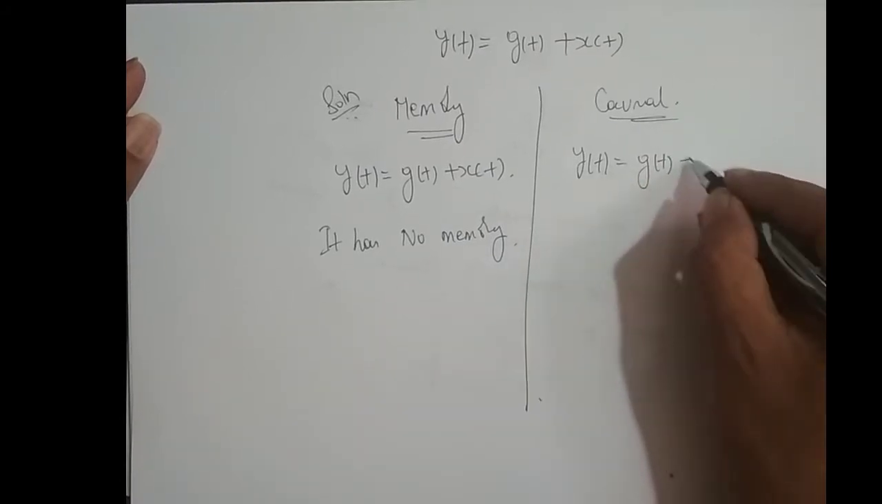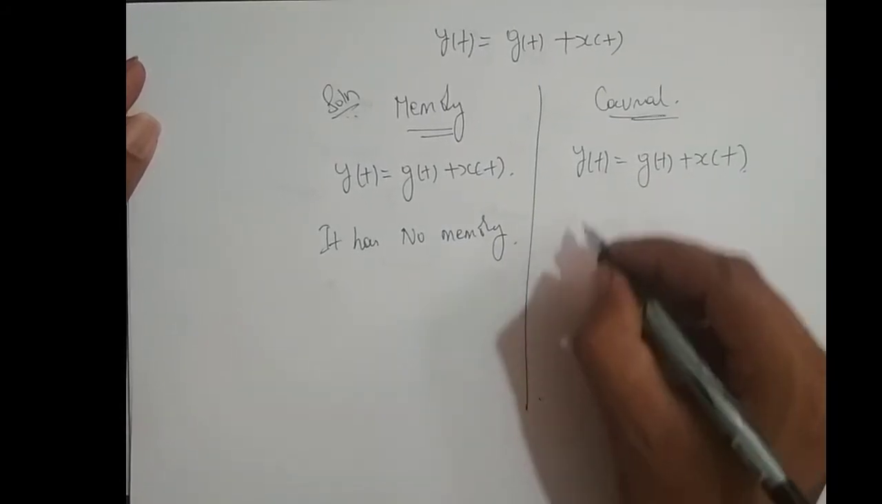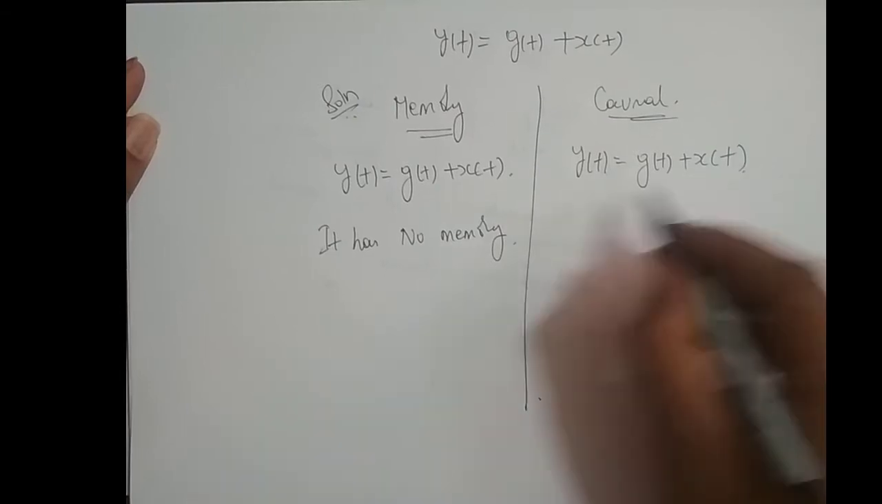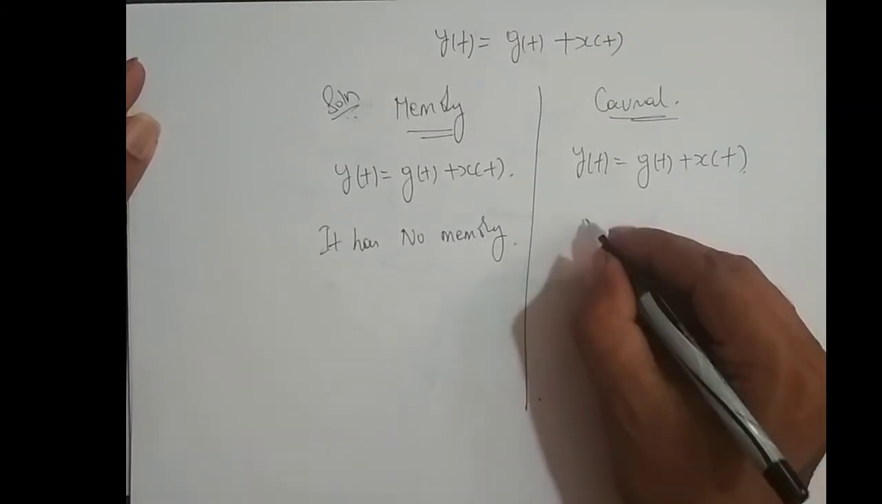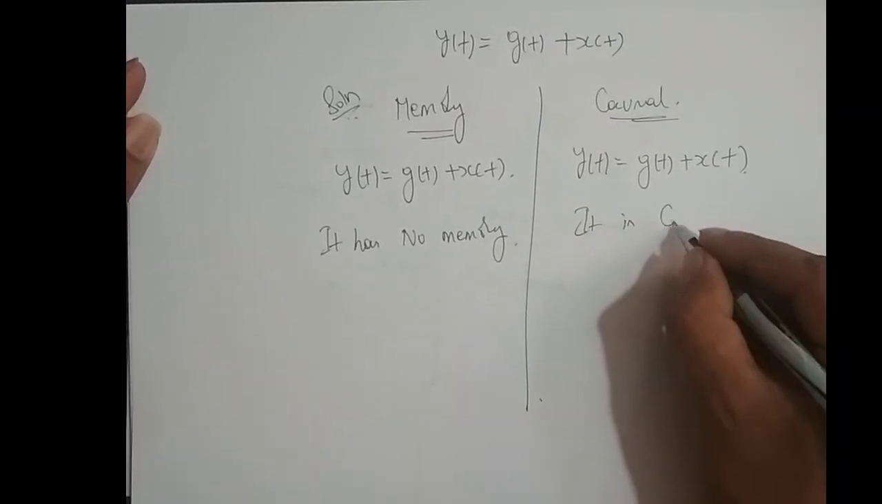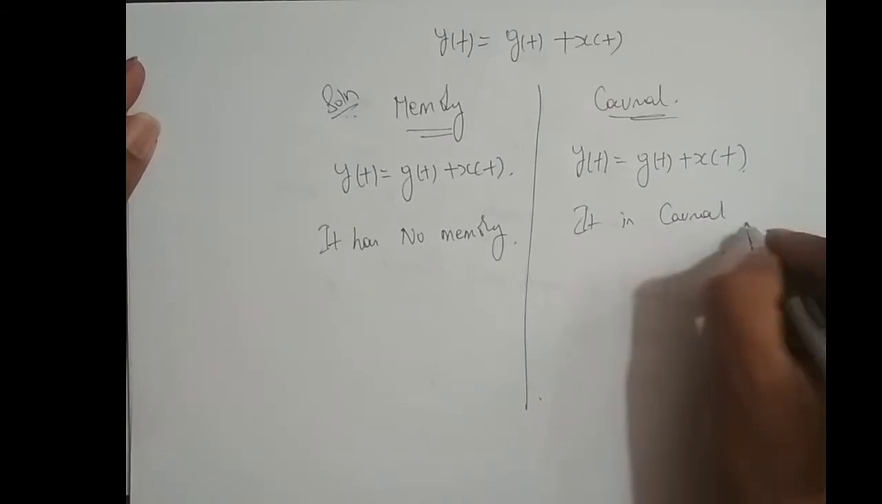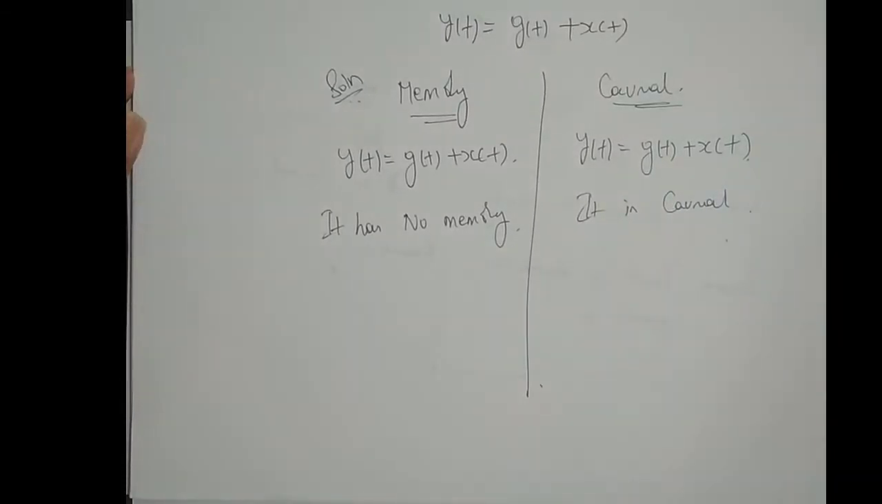So what about causality of the system? Is it causal or non-causal? Yes, y of t depends on x of t. So present output depends upon present input value. So it is causal.